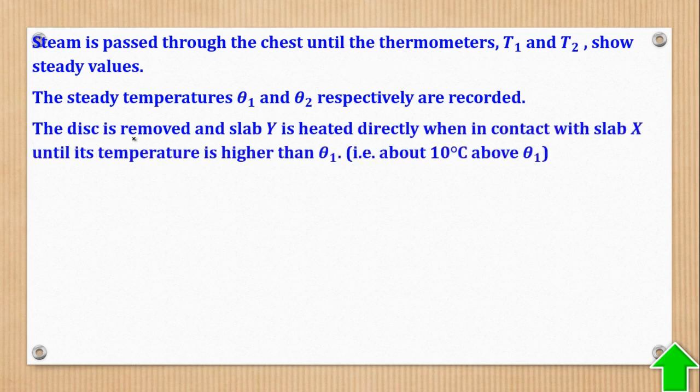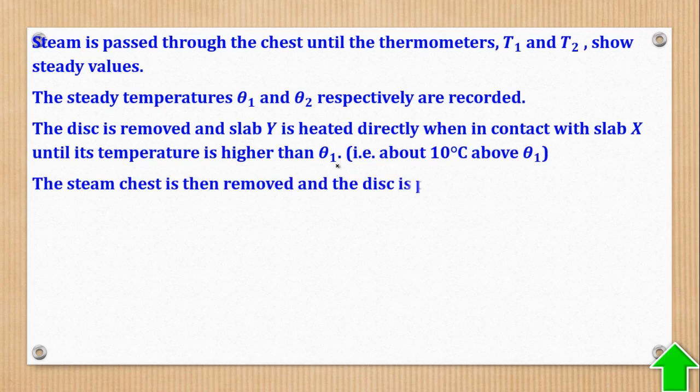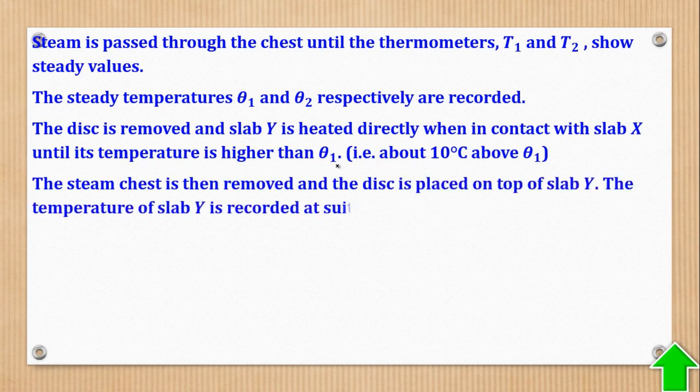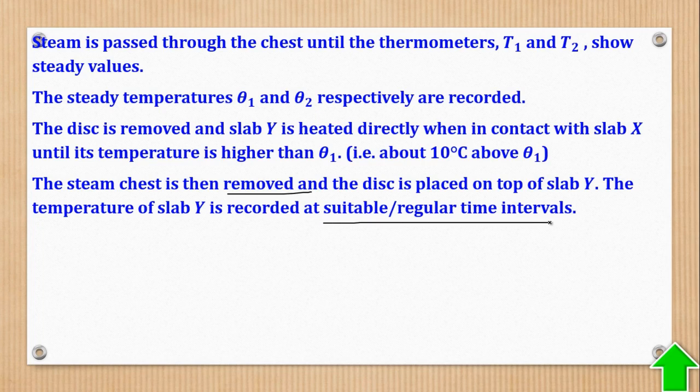Then the disc is removed and slab Y is heated directly when in contact with slab X until its temperature is higher than theta 1. Then the steam chest is removed and the disc is placed on top of slab Y. The temperature of slab Y is recorded at suitable regular intervals. A cooling curve is plotted.